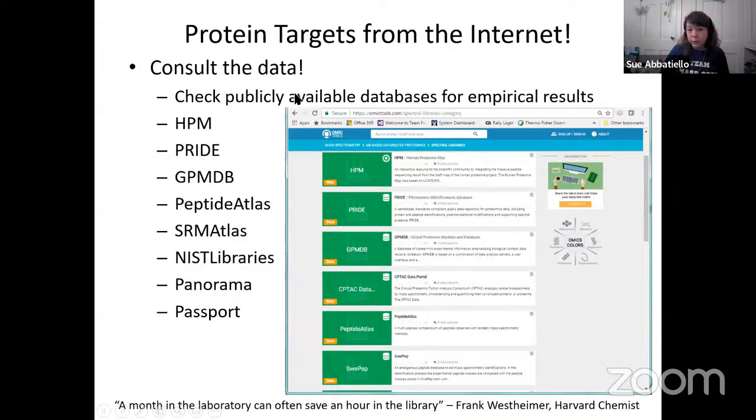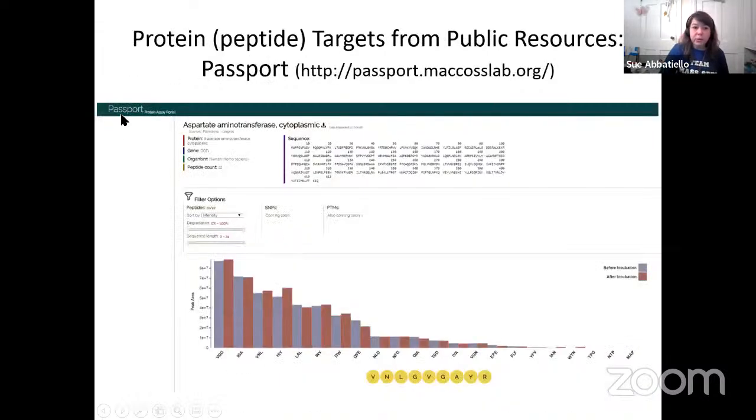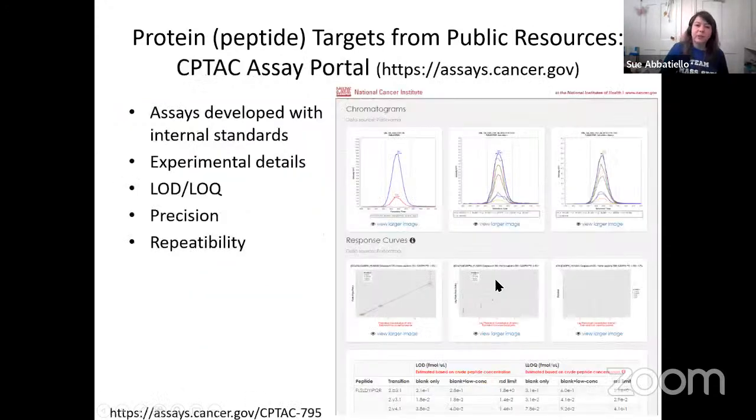There are some resources you can use to seek out this information. There's a lot of publicly available databases. Panorama is a great one for looking at targeted workflows. Passport was generated a while ago, and this looks at the most intensely observed peptides after a tryptic digest of a particular protein. So this is based on empirical information. Point being, you would want to target peptides on the left-hand side of this plot rather than on the right-hand side of this plot, particularly if you are not seeking out post-translational modifications or certain site-specific modifications.